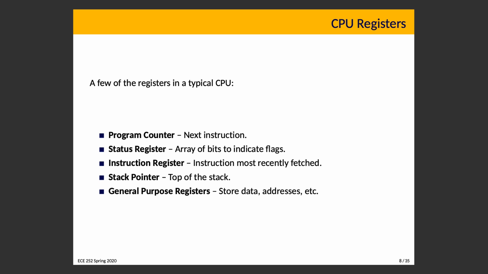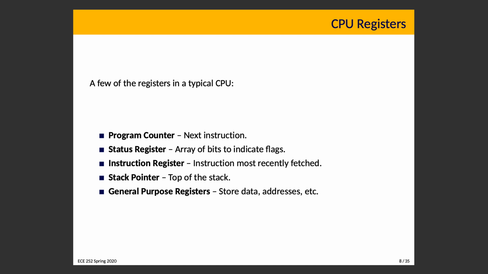There is a status register, and the status register is used as an array of bits to keep track of different flags. It indicates error conditions. Was there a division by 0 error, something like that. Instruction register contains the instruction most recently fetched. The stack pointer points to the top of the stack. That's just a convenience thing. The ability to quickly get to the top of the stack and know where it is is helpful.